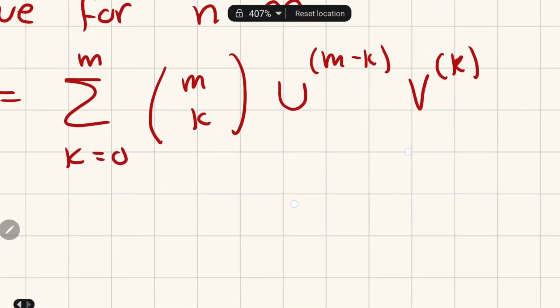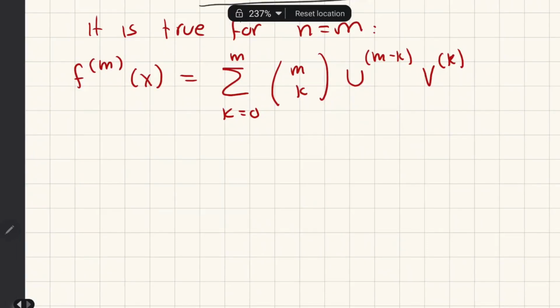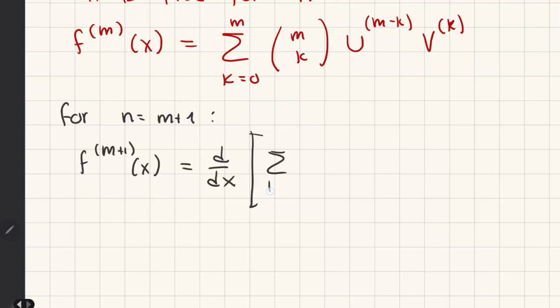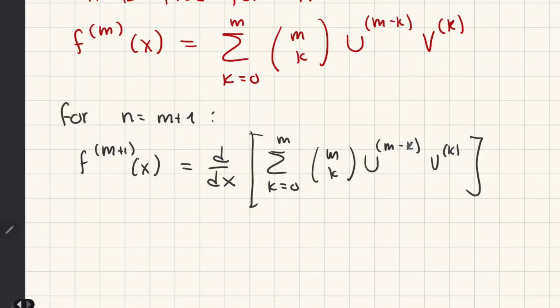And we are going to do that to this expression. Perfect. So for n equals m plus 1, we will get that the m plus 1 derivative of f is equal to the derivative with respect to x of the sum from k equals 0 up to m of m choose k, u to the m minus k, v to the k, like this.